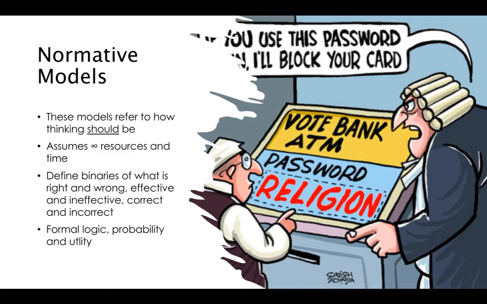It assumes that we have infinite time and resources and defines thinking as binaries of right and wrong, effective and ineffective, correct and incorrect. And we know that a lot of the times binaries are not representative of reality. A lot of the times there's a lot of gray area, and there aren't right or wrongs, and moral dilemmas are a very good example of that, because what might be right to one person is not right to the other.